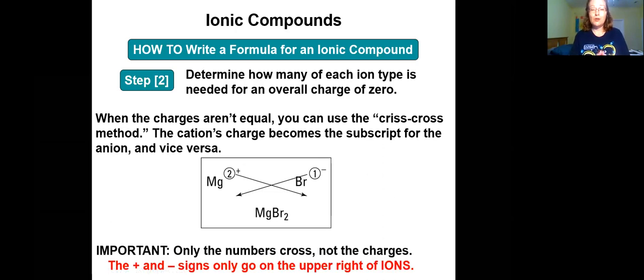It's important that only the numbers cross, not the charges. The positive signs and negative signs only go in the upper right for our ions. We won't see any numbers in the upper right for compounds because they're all neutral. And we don't have any pluses or minuses down here. They're just numbers to tell us the number of ions.